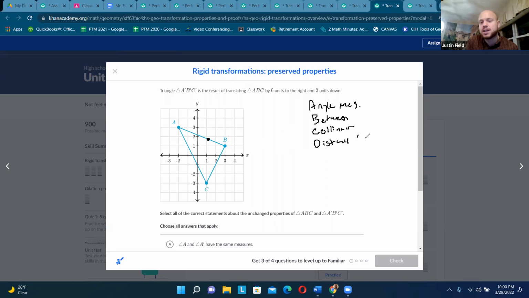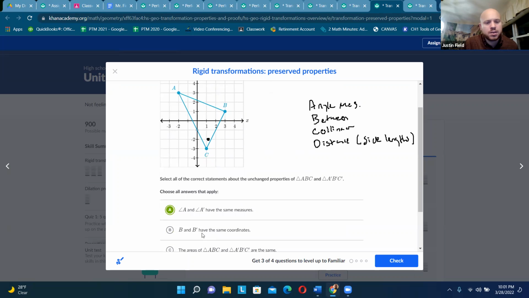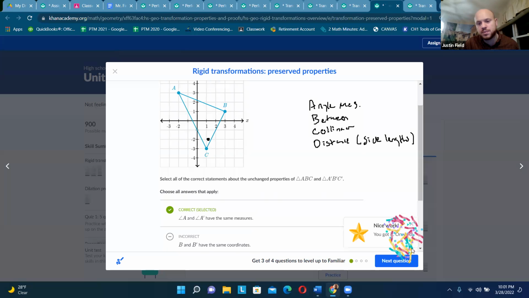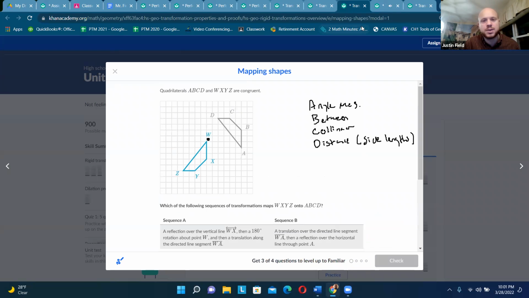That means side lengths are preserved under rigid transformations. Some other things are preserved too, and we can add to the list, but these are the 4 biggies. So the triangle is translated, so that means that the angles are the same. B and B prime have the same coordinates? No, they're different coordinates. The areas are the same, so areas are also preserved because the distances are preserved. All right, so go ahead and try that one.